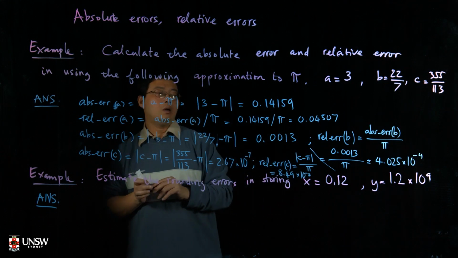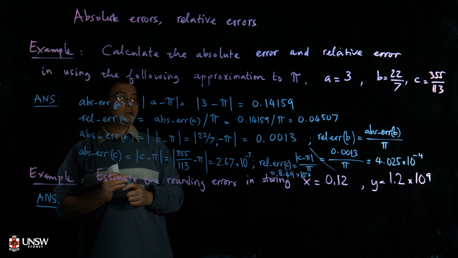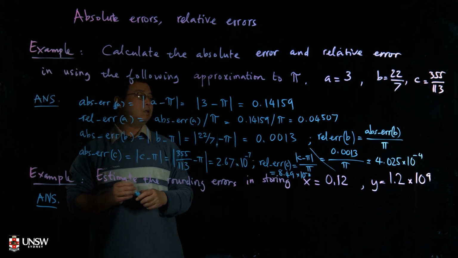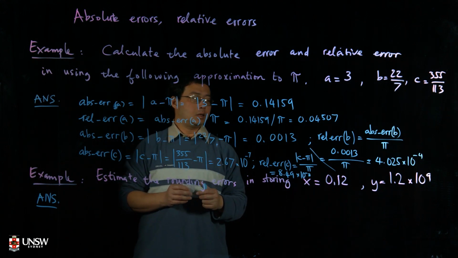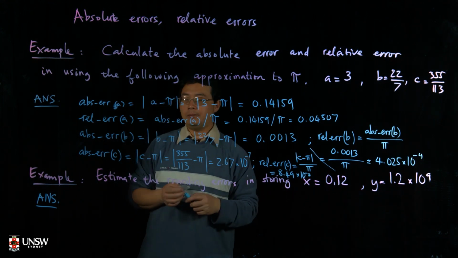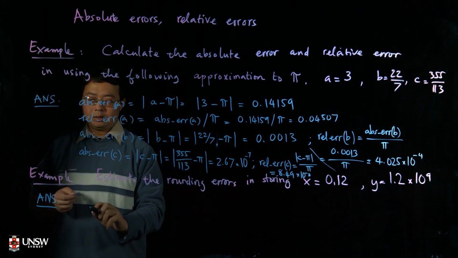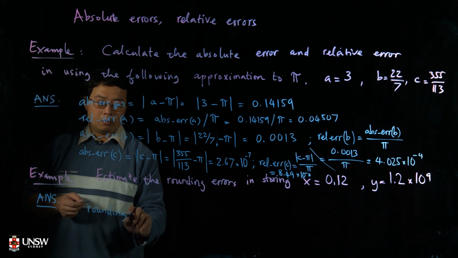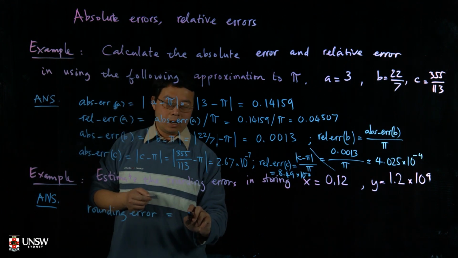Okay, so now there's another type of question. Suppose now you want to store x equals 0.12 or y is 1.2 billion into the floating point system inside MATLAB. Then what is the rounding error? In this case, the rounding error will be the absolute error.